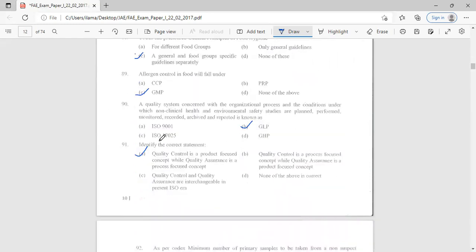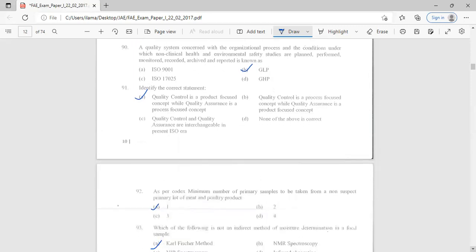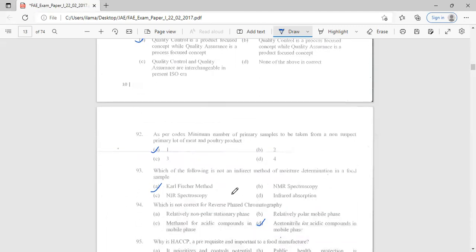Next one, identify the correct statement: QC is a product-focused concept while quality assurance is a process-focused concept. Next one, as per Codex, the minimum number of primary samples to be taken from a non-suspect primary lot of meat and poultry products is one. And then next, which of the following is not an indirect method of moisture analysis in a food sample? It is called the Fisher method.